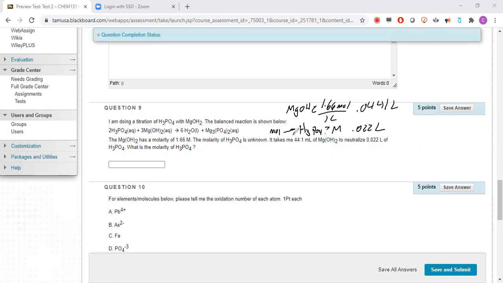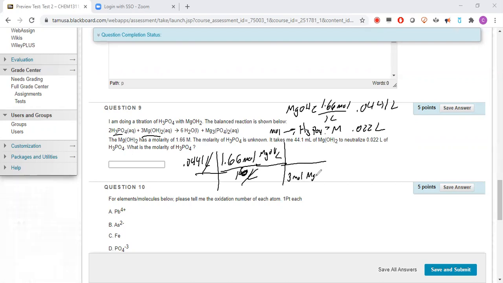So conceptually, to go from any one compound in a reaction to another, I start with magnesium hydroxide. To go from magnesium hydroxide to H3PO4, I need to be in moles. If I'm given molarity, I can just start with how many liters of Mg(OH)2 I used: 0.0441. Liters cancel out, so now I'm in moles of Mg(OH)2. If I go to my balanced equation, I see there are 3 moles Mg(OH)2 for every 2 moles H3PO4.